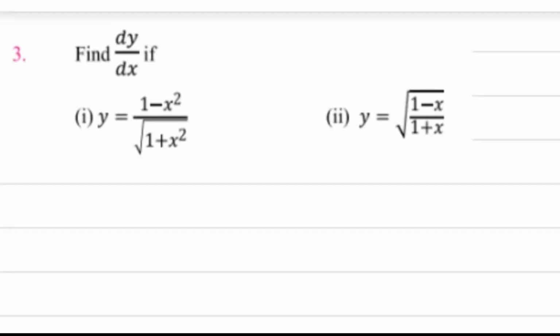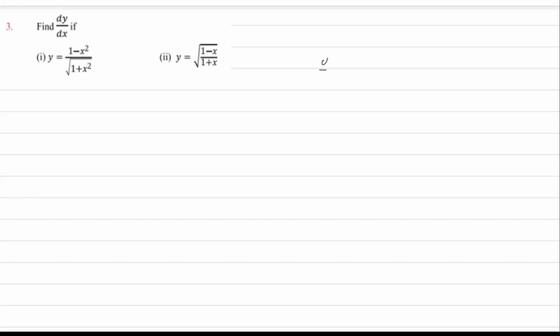Here question number 3 has two parts, and its first part is y equals (1 minus x square) by under root (1 plus x square). You can use the u by v whole derivative formula, that is (v times u derivative minus u times v derivative) by v square. This formula can also be used, but it would be easier if we take ln on both sides of the equation and evaluate it.